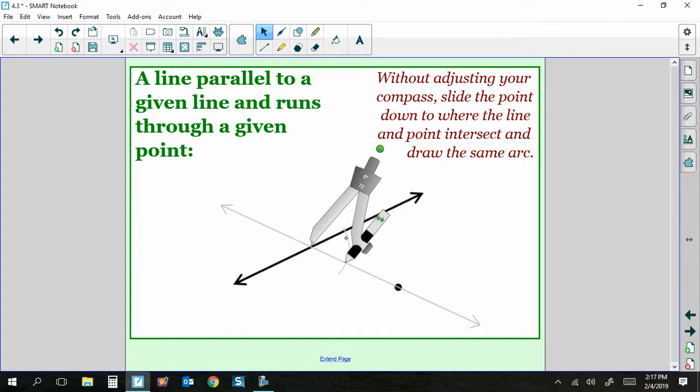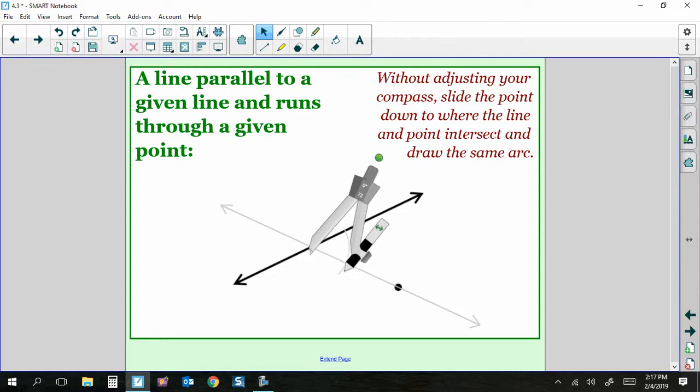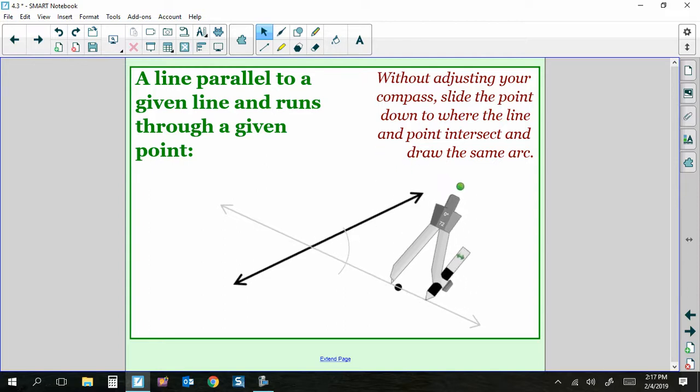So you can see here is my step 2, my arc I drew. Here's my 1, 2 intersections. It says to slide the point down to where the line and the point intersect. Draw the same arc. So I use the word slide. You're going to slide down the transversal, and this is the vertex of my angle. This is going to become the vertex of my angle. So we're sliding from here, we're going to slide to here.